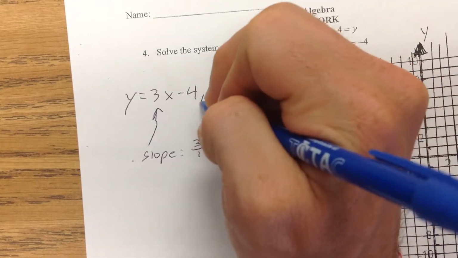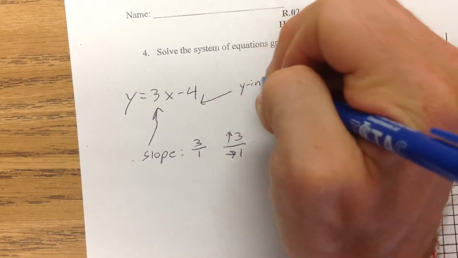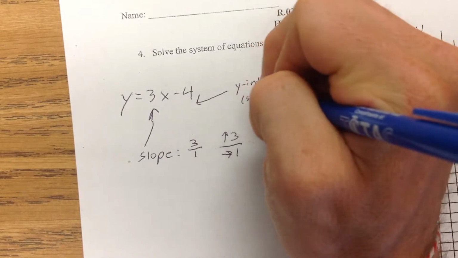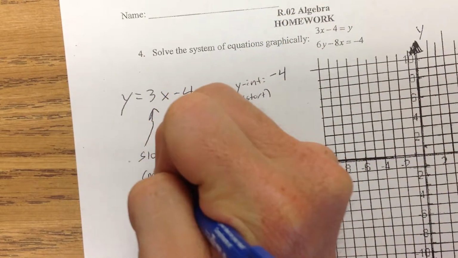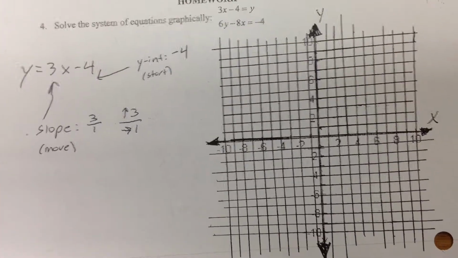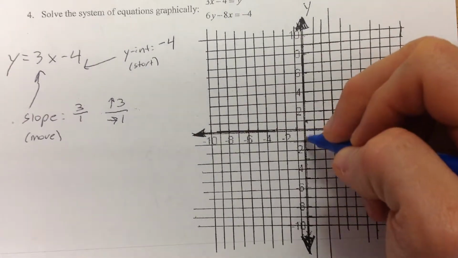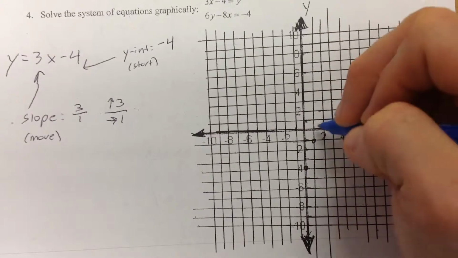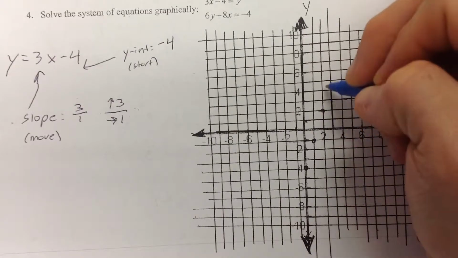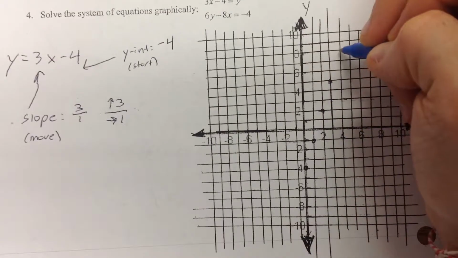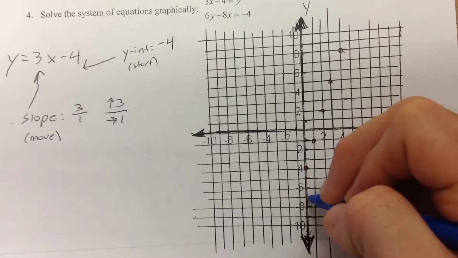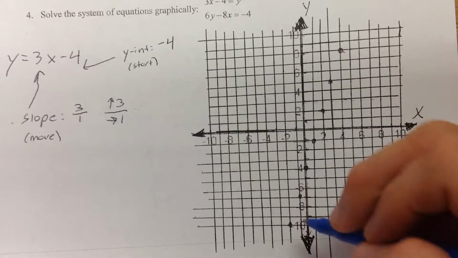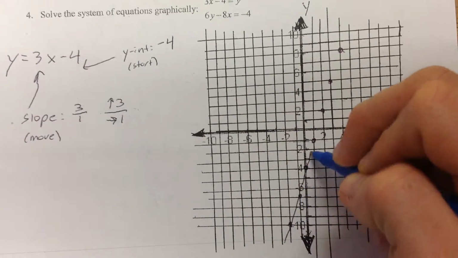And then this one right here is my y-intercept. That's a negative 4, and that's where I'm going to start my graph. So the y-intercept is where I start, the slope again is how I move. So I would start down 4, 1, 2, 3, 4, and then I would go up 3 over 1, up 3 over 1, up 3 over 1, and just keep going there. I could also go down 3 and back 1, down 3 and back 1. But either way, I'm going to get a whole bunch of points. I'm going to connect those points.